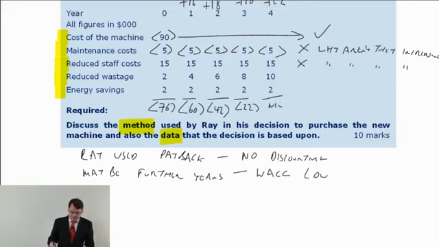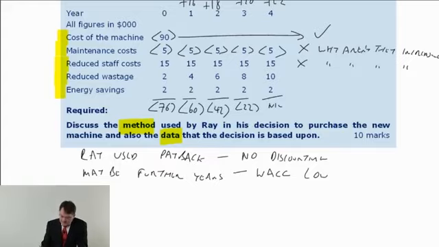Reduced wastage. Now, the reason why this is going up is because this is basically saying compared to the old machine, the old machine would have wasted more. The new machine means that doesn't happen. So that's why those numbers are going up.